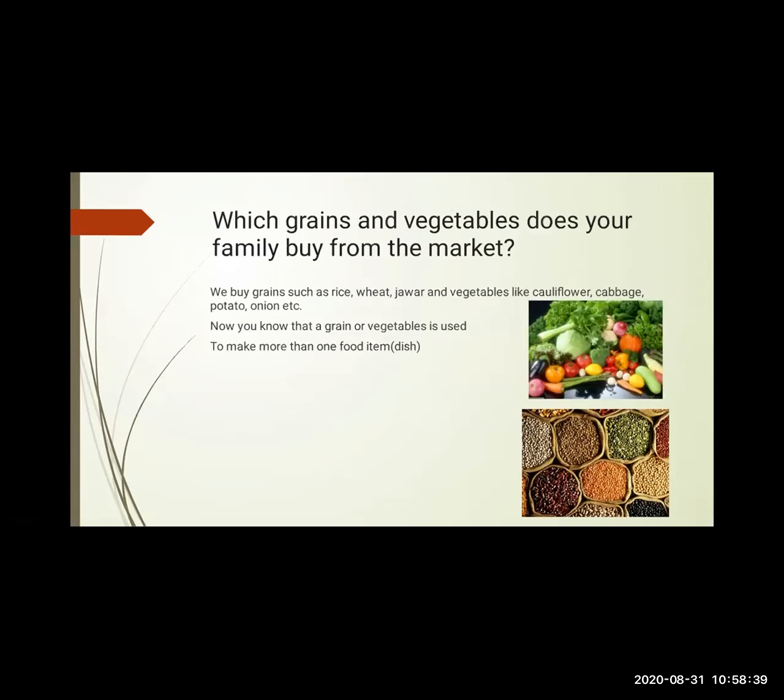Which grains and vegetables does your family buy from the market? And everyone must know, my family must be buying each and every variety of vegetables, because we should eat each and every type of vegetable. It is very nutritious for our body. Wo hamare body ke liye acha hai. Okay? Like cauliflower, brinjal, carrot, cucumber and all that. Then green vegetables are very important to our health. Green vegetables, kaun sa aata hai? Methi, palak, spinach and all that come under green vegetables. That is very important to our health. Nutrition ke liye wo bahut zaruri hai.